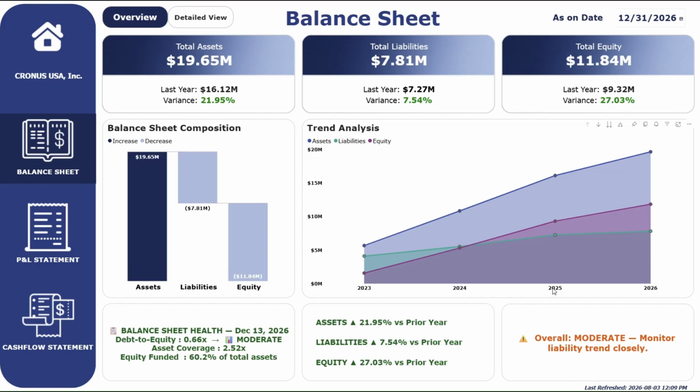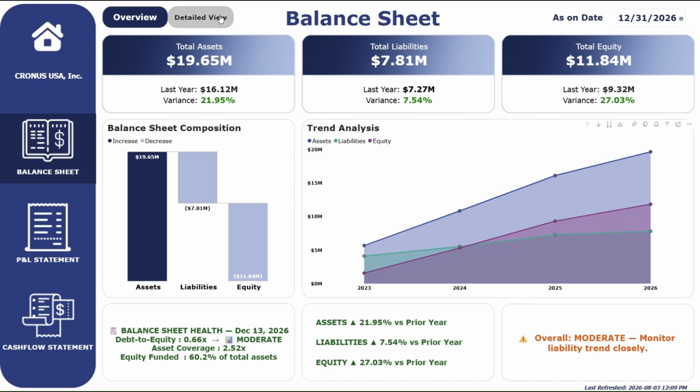At the bottom of the report, intelligent insight cards automatically summarize important financial indicators, including balance sheet health, asset growth, liability changes, equity movement, and key financial ratios. These insights allow executives to understand the organization's financial condition without manually reviewing every visual.